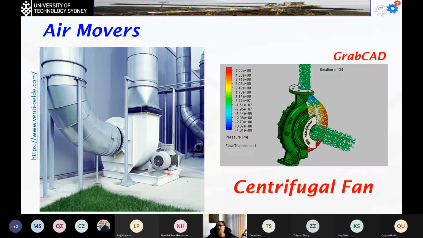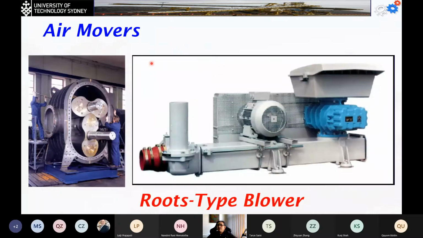Now, this will be another example of a centrifugal fan. Actually, this is a centrifugal pump, which is always going to be the same concept. This will be a centrifugal fan, again, with the air coming from this direction and getting out from this direction. And later it's going to be mixed with the bulk material and start to move it.